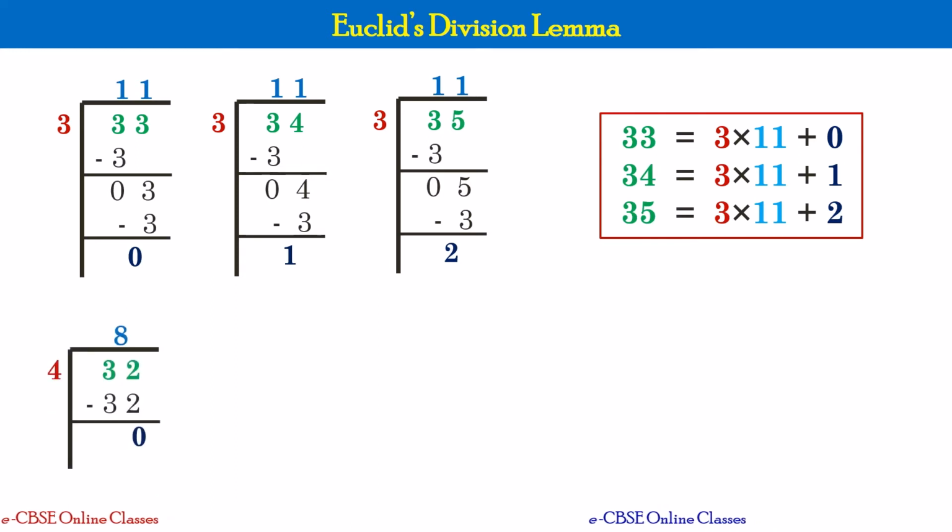So let us start with number 32 here. 4 8s are 32. So 32 minus 32 is 0. So we are left with quotient 8 and remainder 0. So 32 is equal to 4 times 8 plus 0.